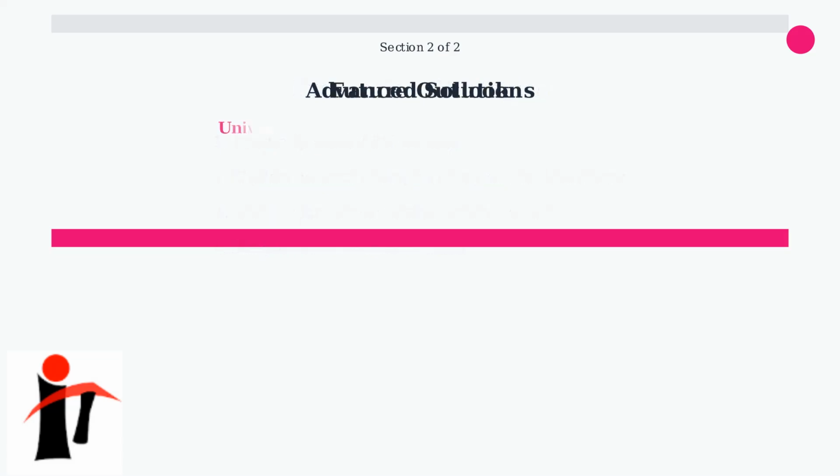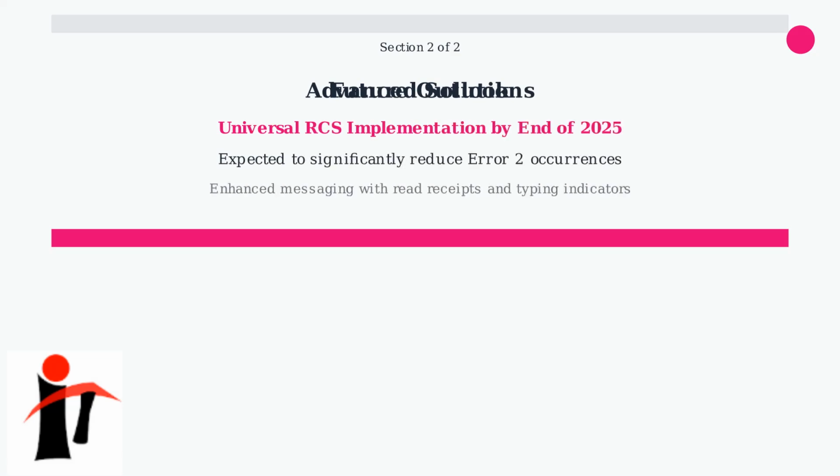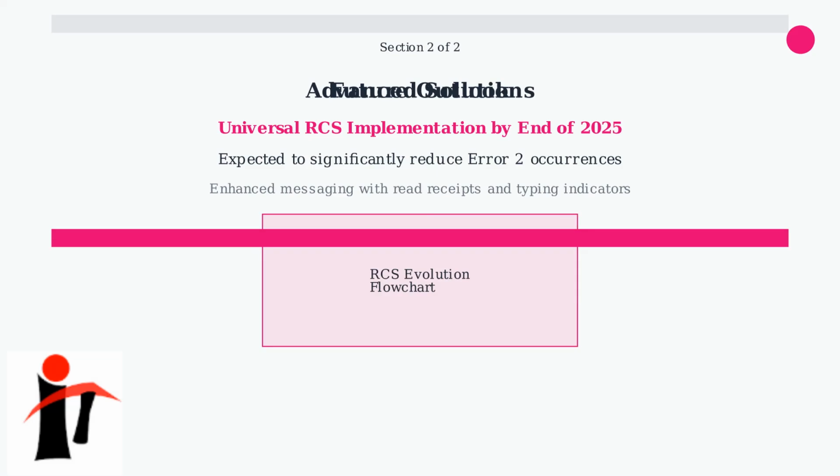Looking ahead, the telecommunications industry is moving toward universal RCS implementation by the end of 2025. This rich communication services standard is expected to significantly reduce Error 2 occurrences by providing more robust messaging protocols. This flowchart shows the evolution of messaging technologies leading to universal RCS. The transition represents a major advancement in mobile messaging, moving beyond traditional SMS limitations.